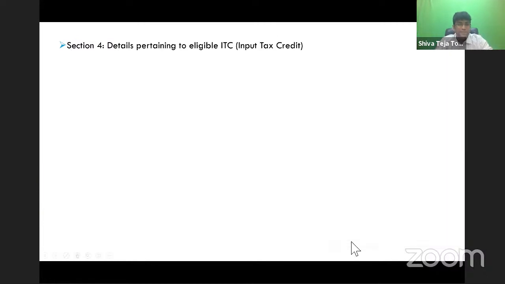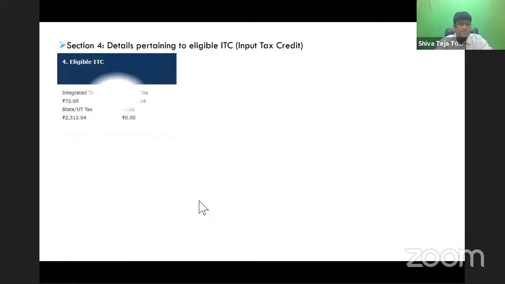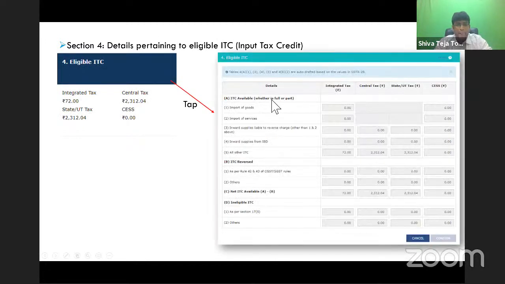Next point. Details pertaining to eligible ITC, input tax credit. See that eligible ITC. We'll discuss this in detail. And before I proceed, let me show you something interesting in relation to what our friend has asked about the cutoff date. Let me show you that, and then I can proceed.